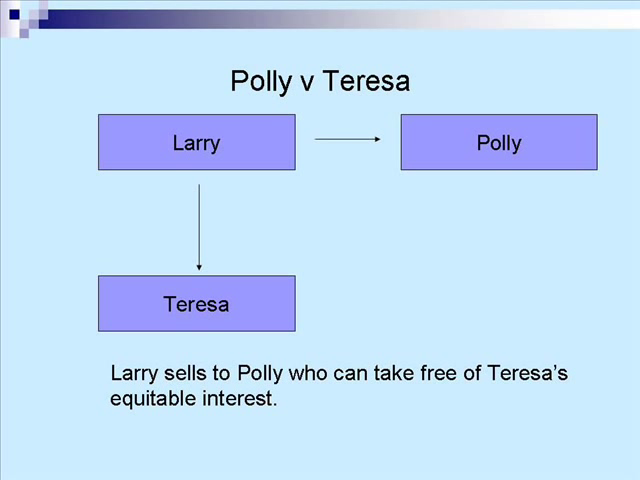Let's assume that Larry, Teresa's landlord, assigns his ownership in the land to Polly. And the question is whether Polly is subject to Teresa's lease, whether she has to acknowledge the existence of Teresa's lease, whether she has to allow Teresa to stay in the property. Now, if Polly is equity's darling, if she's a good faith purchaser for value of a legal interest in land without notice of Teresa's equitable lease, then she takes the land free of Teresa's lease. She doesn't have to acknowledge Teresa's right to remain in the property under the terms of the lease.